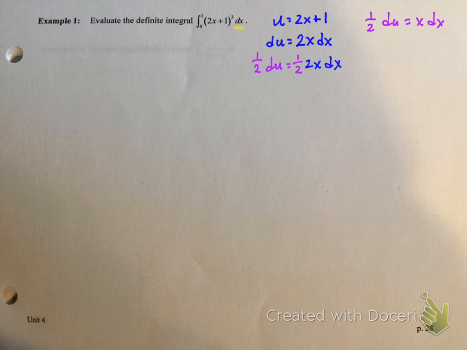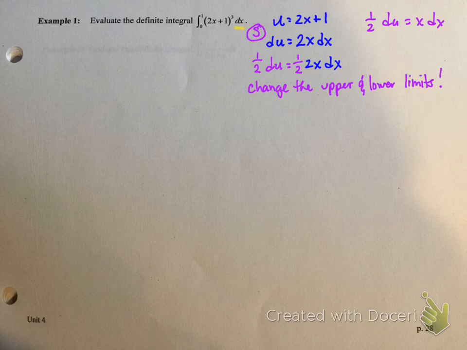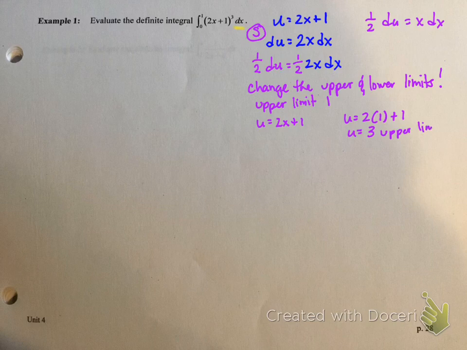Now that I have everything set up, I have one more step with this substitution step. I have to change the upper and lower limits. Very, very, very important. So you have to change the upper and lower limits. Now the upper limit was 1 in the original problem, so I have to change that. Remember, we said u equals 2x plus 1. So I'm going to find that function at 1. So u equals 2 times 1 plus 1. And when I do that, I get u equals 3. This is my new upper limit. Very important.